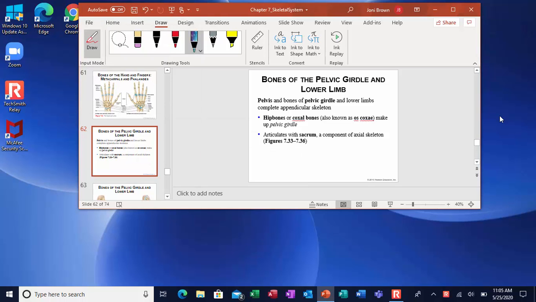We're going to look at the bones in the pelvic girdle and the lower limb. The pelvis and the bones of the pelvic girdle and the lower limb, as well as the pectoral girdle and the upper limb, form the appendicular skeleton. The pelvic girdle is composed of the hip bones, or the coxal bones, also referred to as os coxae, and it articulates with the sacrum of the vertebral column, which is part of the axial skeleton.